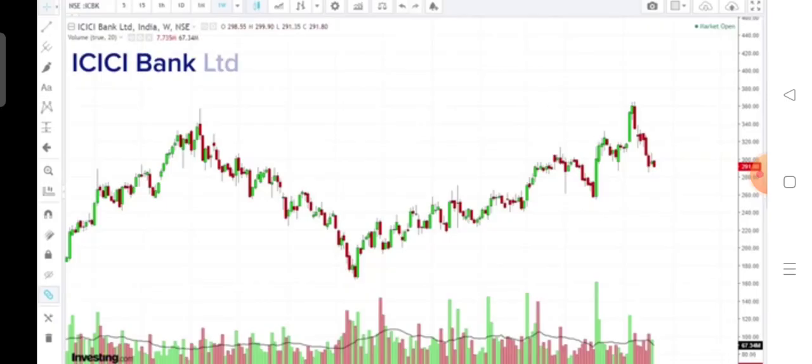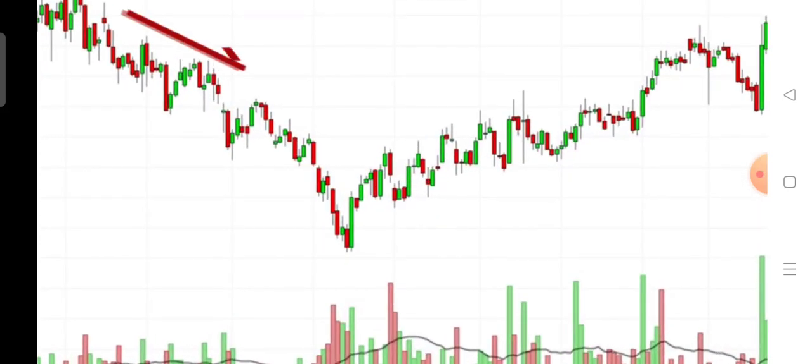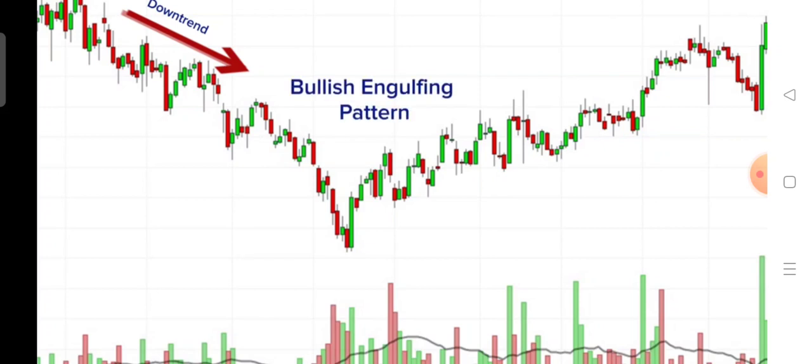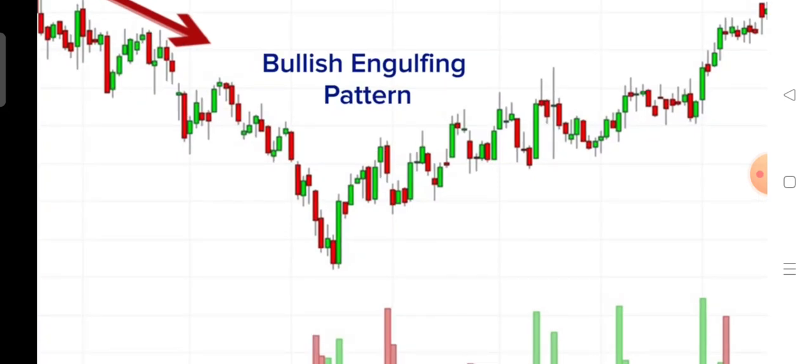Now let me show you two examples. Here we are looking at the ICICI Bank weekly chart. Here we are looking at the beginning of 2016, and as we can see, after a very big sustained down move, a weekly candle was formed, and this was a bullish engulfing pattern with these candles. This was a small red candle, and here a big green candle engulfing the body of the red candle.